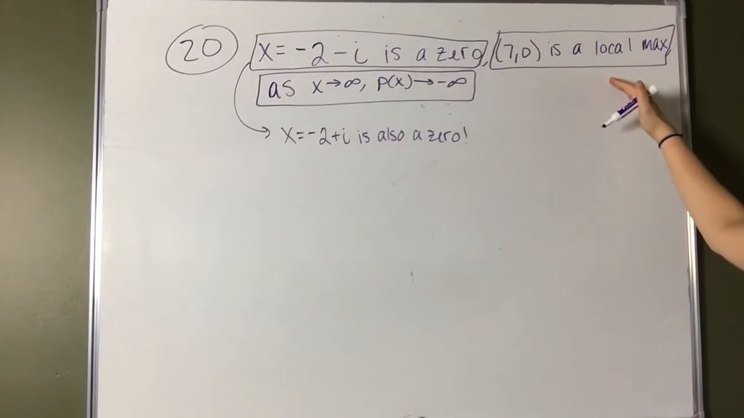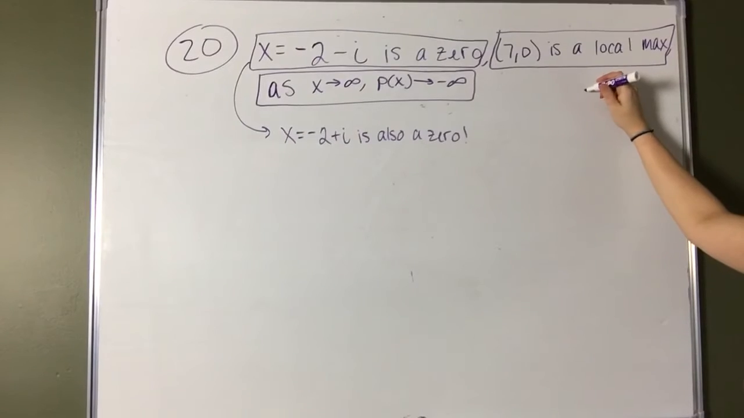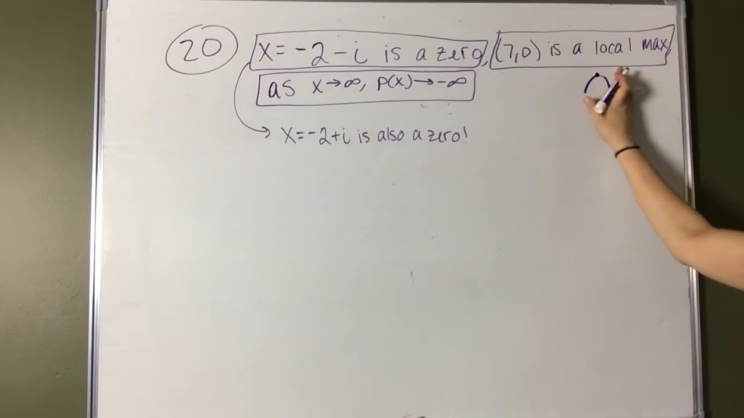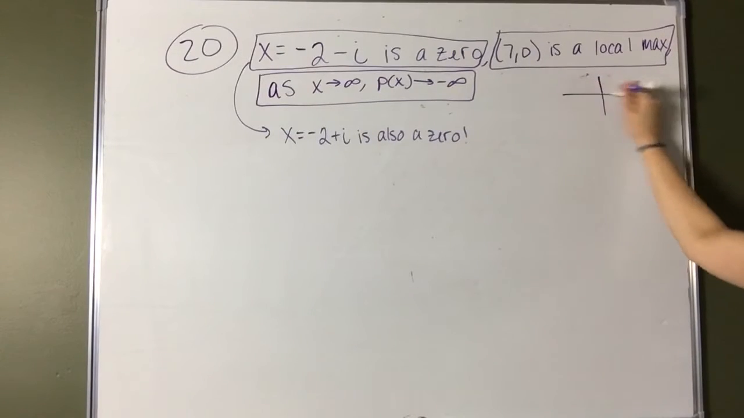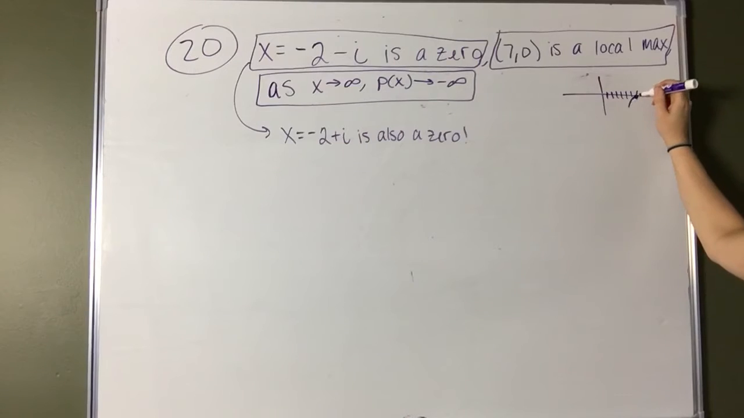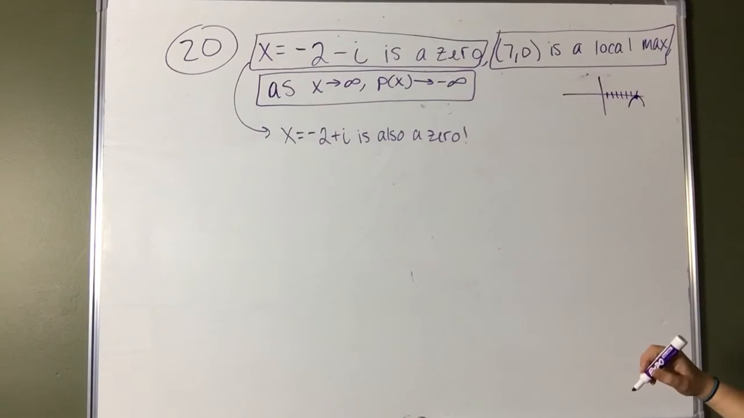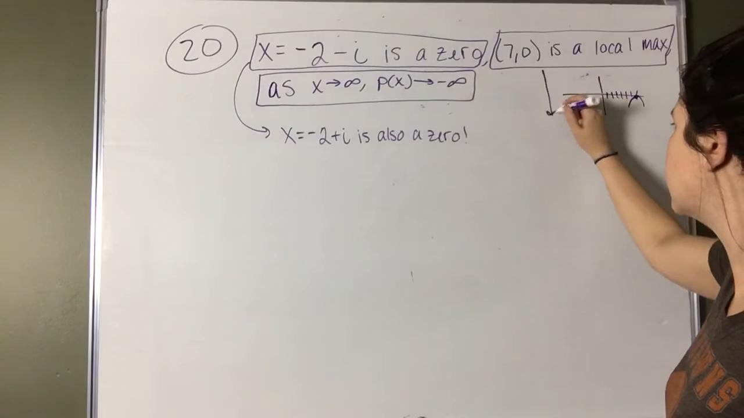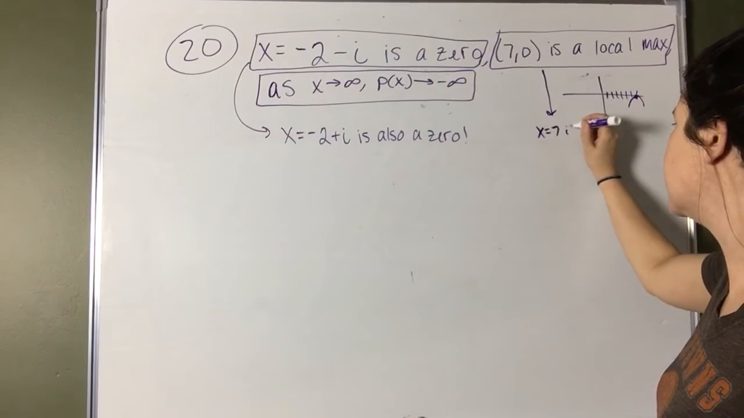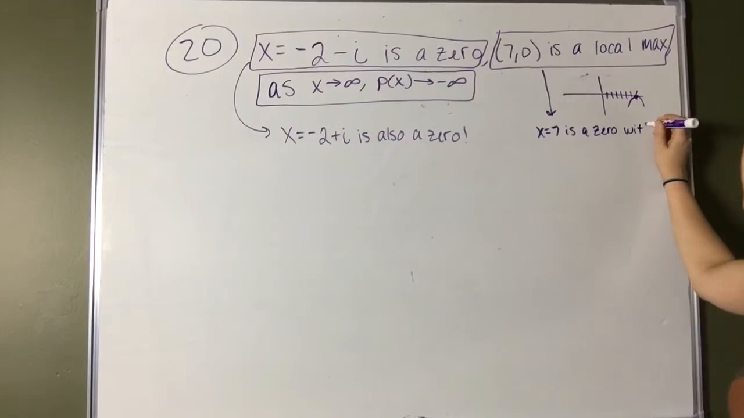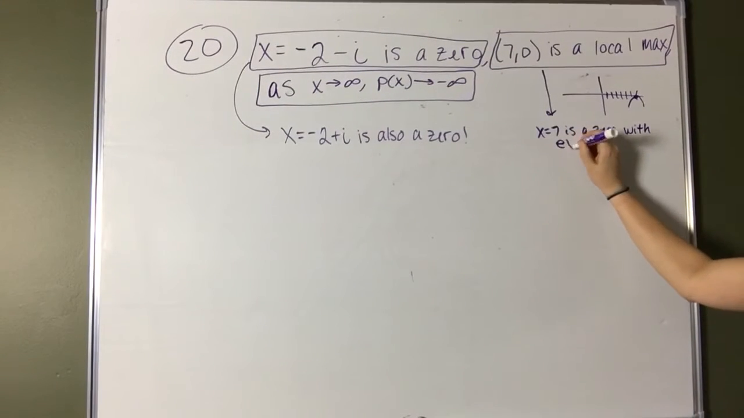The next piece of information is that (7, 0) is a local maximum. So that means on the graph that it's a local max point at, well, 1, 2, 3, 4, 5, 6, 7. The graph looks like that right there. So what that means is that x equals 7 is a 0 with even multiplicity.